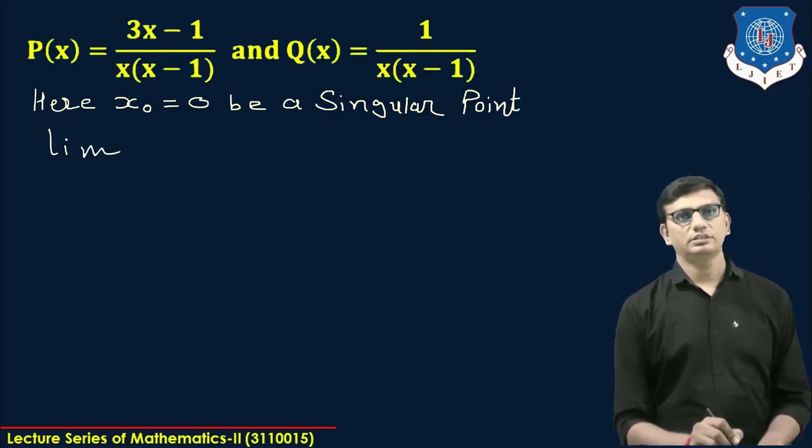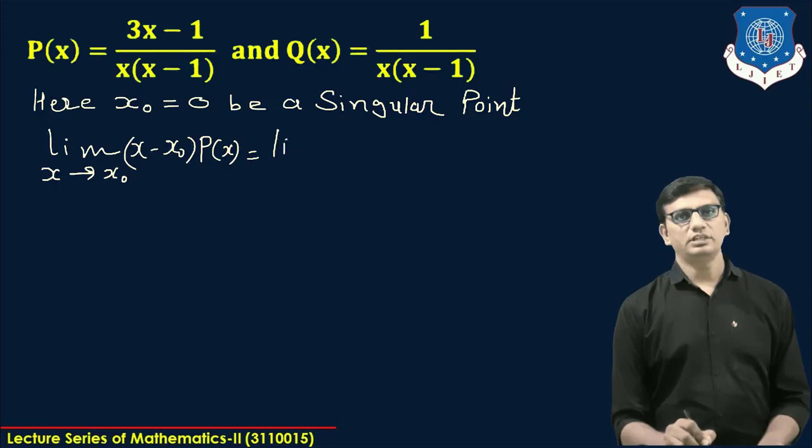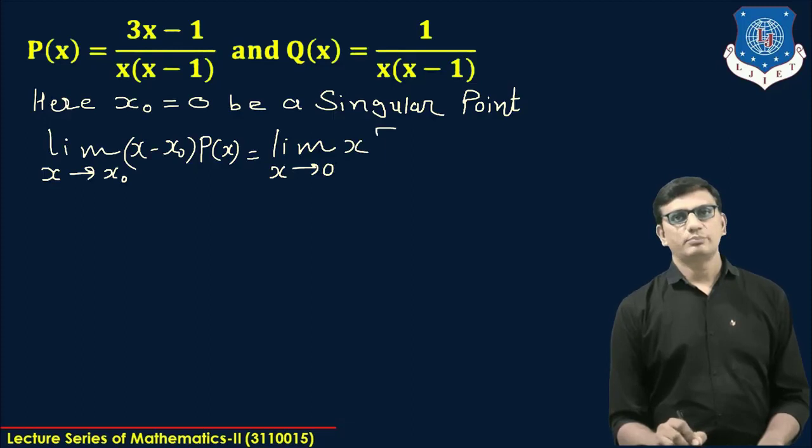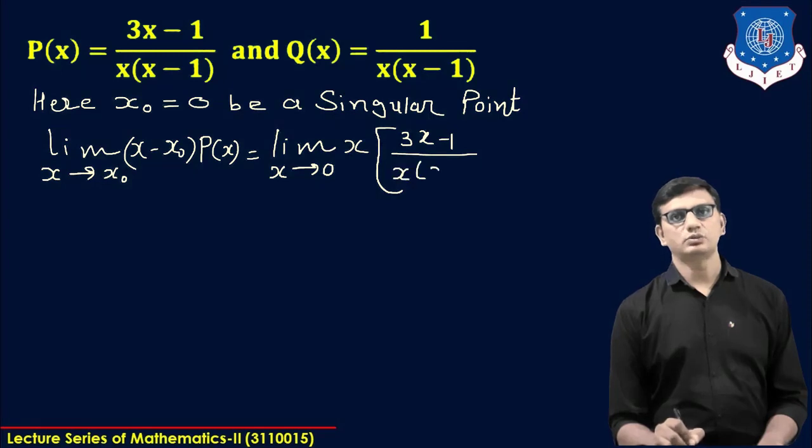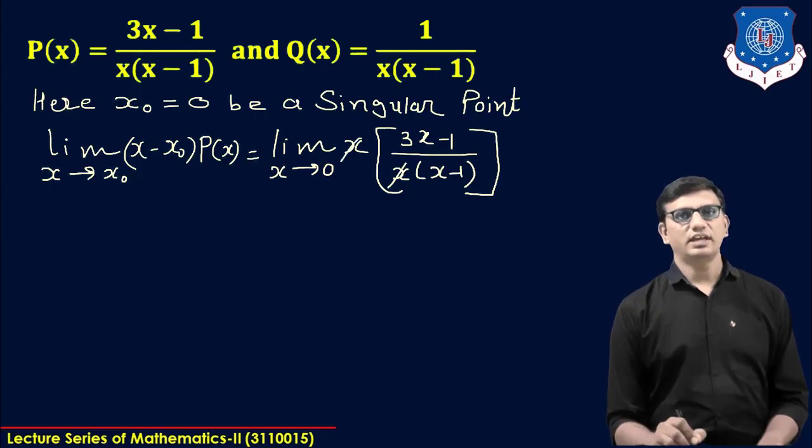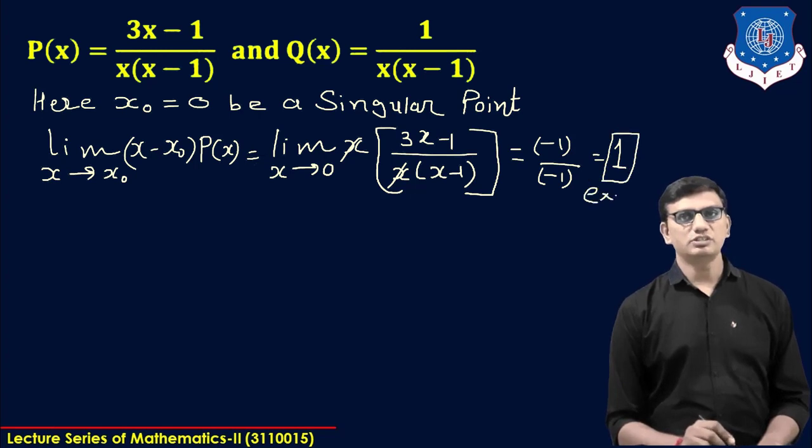Now limit x tends to x0, x minus x0 into px, that is equal to limit x tends to 0, x px is 3x minus 1 upon x into x minus 1, x cancel, then we get finally minus 1 upon minus 1, which is equal to 1. So we have p0 exists.